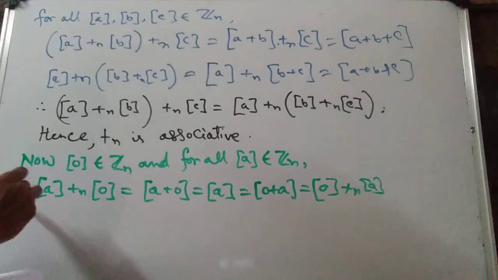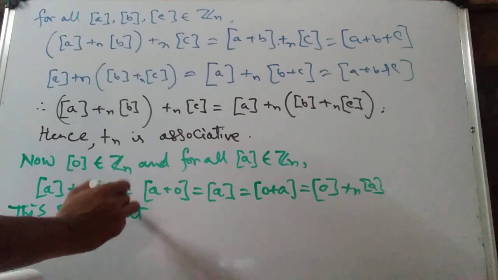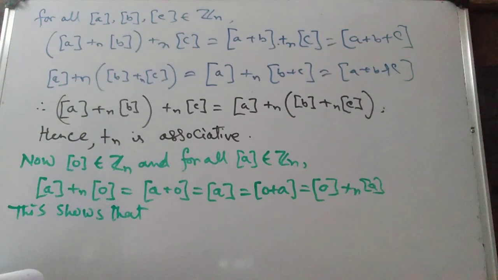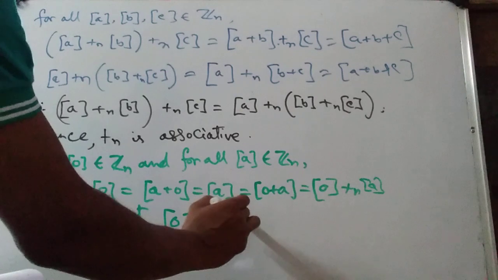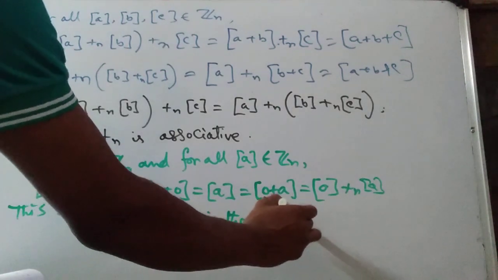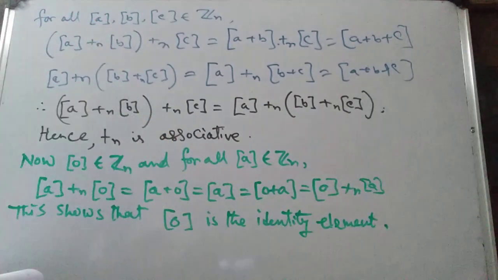This shows that, this shows what? This shows that here 0 is the identity element, class 0 is the identity element. Understood? Not a problem at all. I think all are understood this one. Okay, now we're going to further discussion of that. That means we have to prove that each element has an inverse, a unique inverse.